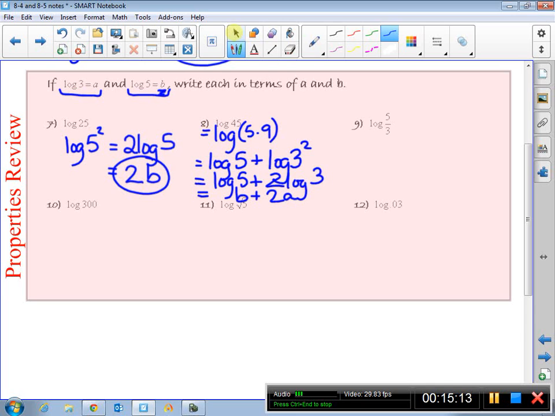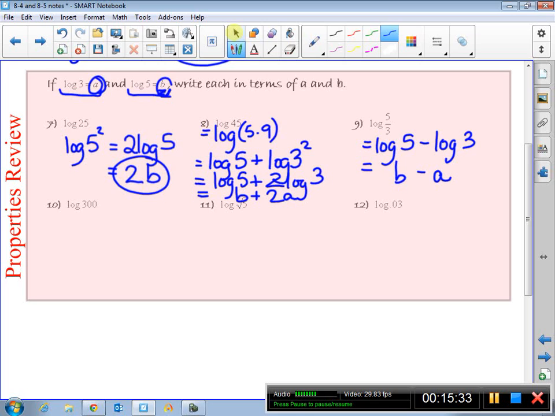Awesome. Log of 5 divided by 3. Remember this property? Log of 5 minus log of 3. Ready to throw in the B in place of log 5. Throw in the A in place of log 3.